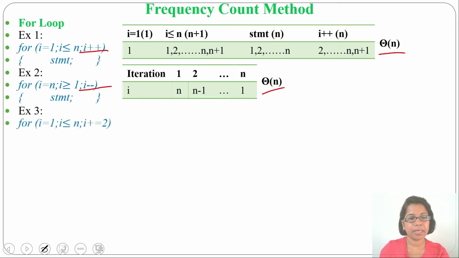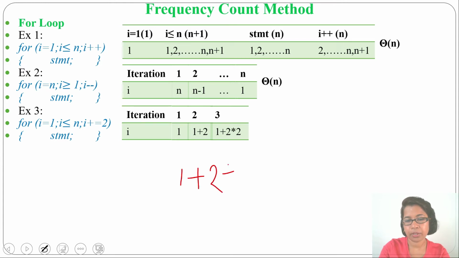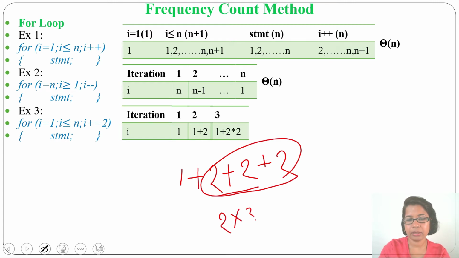Let's see another example, example 3. I value is 1, I less than equals to n, I plus equals to 2, meaning every time it is incrementing by 2. And some statements are given inside the for loop. Now for the first iteration, I value will be 1. For the second iteration, I value will be 1 plus 2, as it is incrementing by 2. Then for the third iteration, it will be 1 plus 2 plus 2. This 2 plus 2 we can write as 2 multiplication 2. Then for the fourth iteration, it will be 2 plus 2 plus 2, which we can write as 2 multiplication 3.